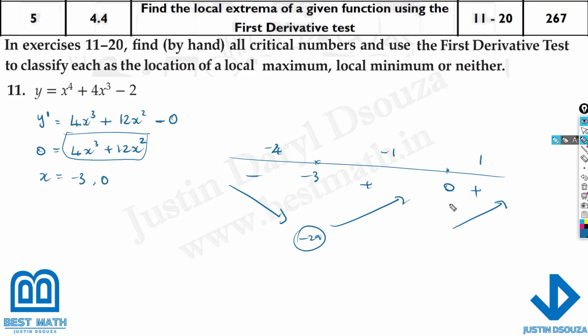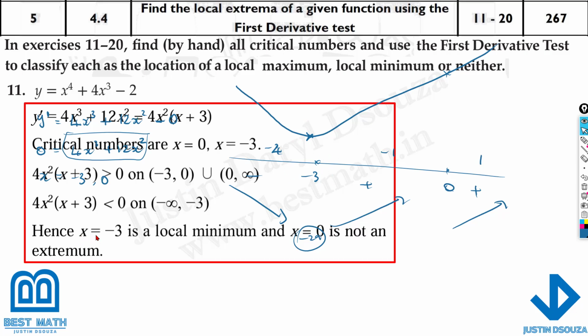Why? Over here, I don't even need to write, because you can see the graph is dipping down and then it's increasing and increasing. So there is no local maximum. There is only a local minimum over here at -3. So the answer would be local minimum at -3. So you can see here, x is equal to -3 is a local minimum, and x equals 0 is not an extremum.